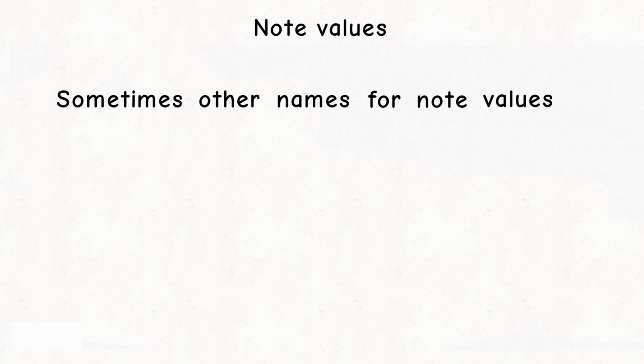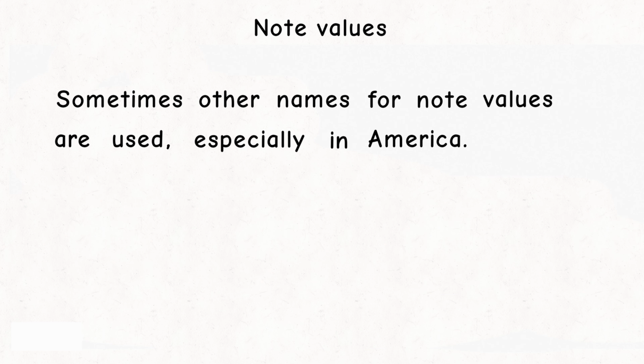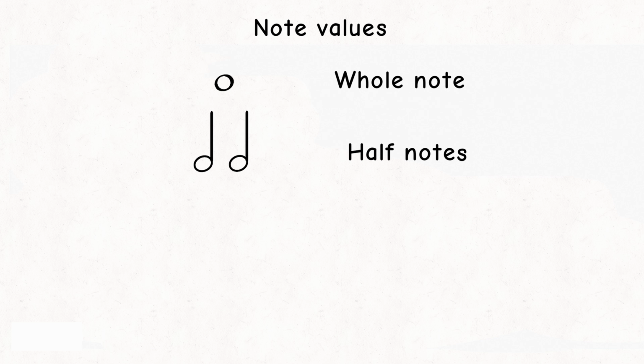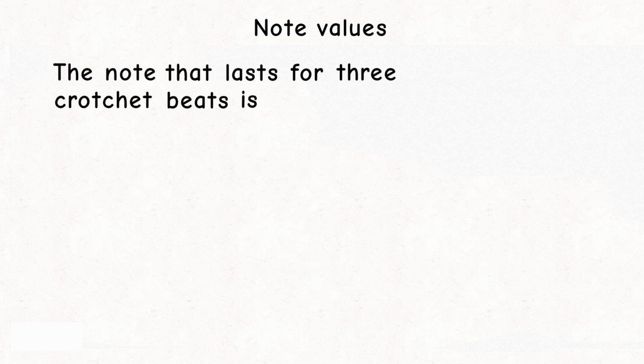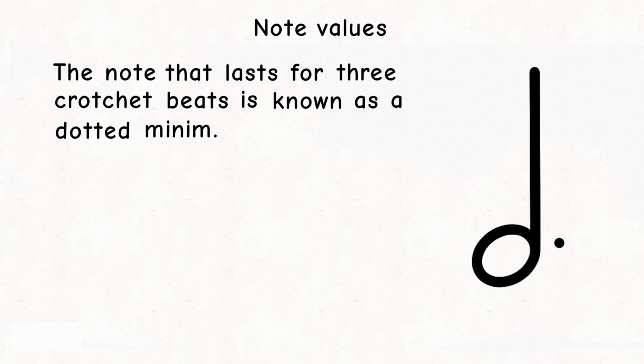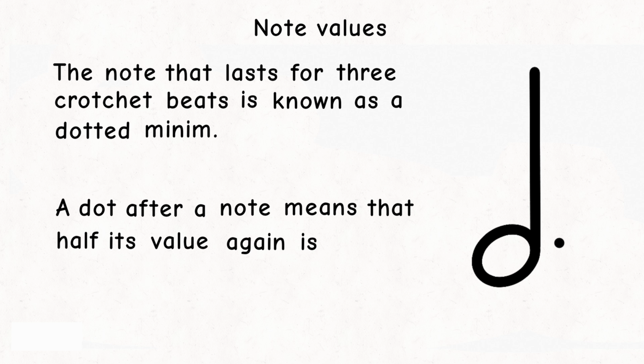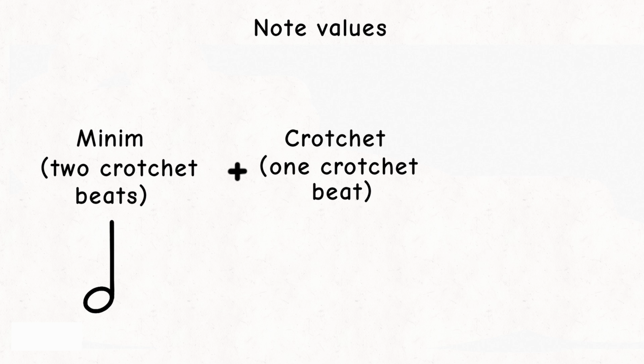Sometimes other names for note values are used, especially in America. Whole note, half note, quarter note, eighth note. The note that lasts for 3 crotchet beats is known as a dotted minim. A dot after a note means that half its value again is added to its length. For example, 1 minim plus 1 crotchet equals dotted minim.